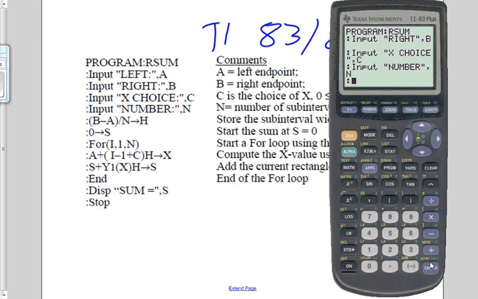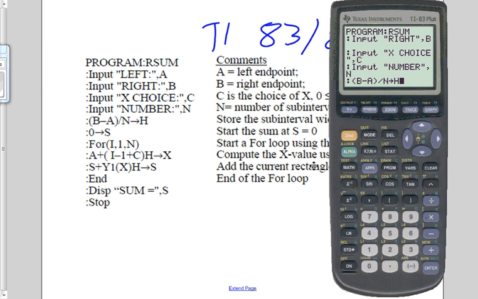Then now we're going to do this calculation of b minus a, where b is my right bound, a is my left bound. So b minus a is the total length of the area I'm looking at. And I'm going to divide it by n, and that's going to tell me the width of each subinterval. And I'm going to store that, so go down to store, I'm going to store that in H.